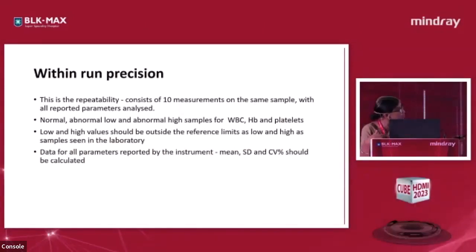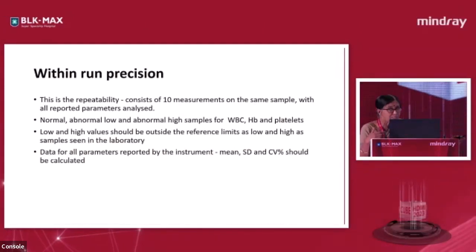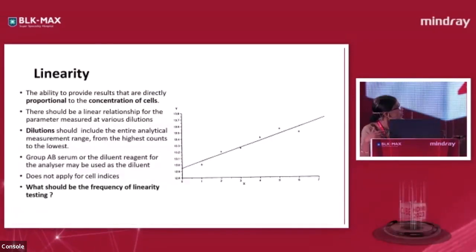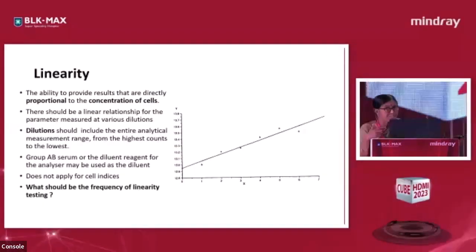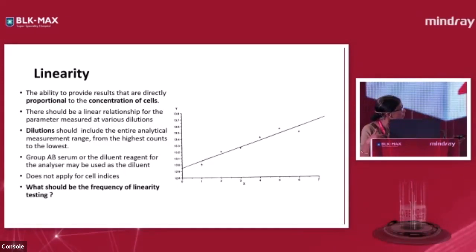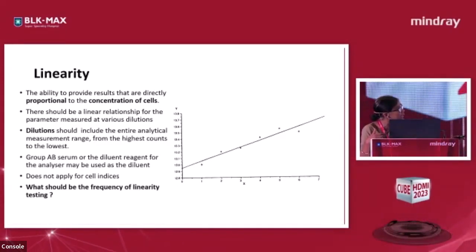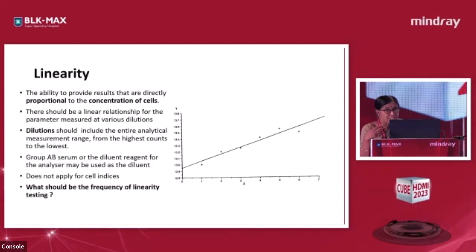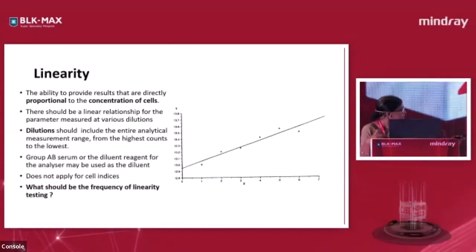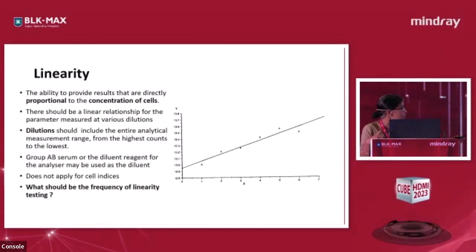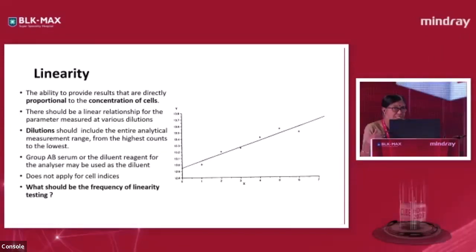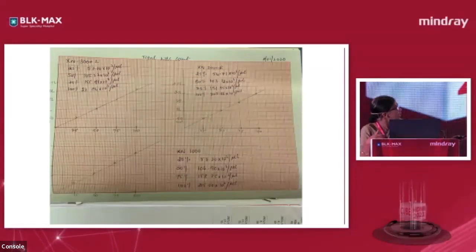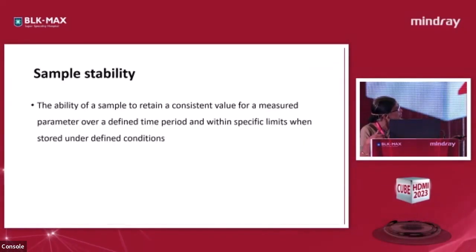Within run precision is also equally important. It's important to include normal and abnormal samples that we referred to. Linearity is another aspect that we have to perform. Ability to provide results that are directly proportional to the concentration of cells is what determines the linearity. So the question quite often that comes up is, what should be the frequency of linearity testing? So this is an example of linearity testing for various parameters.